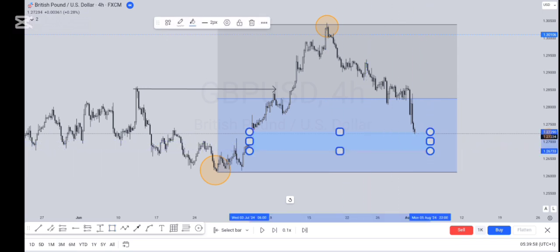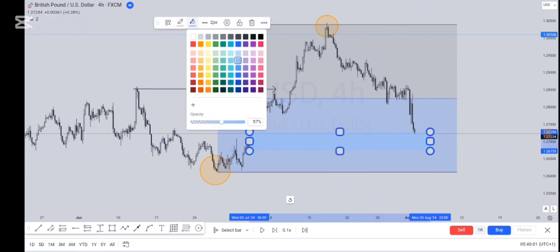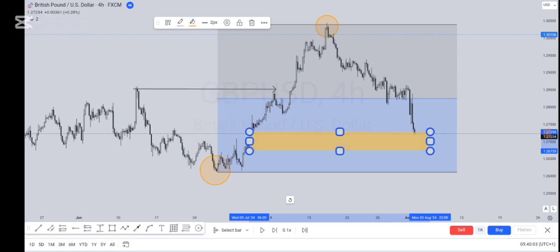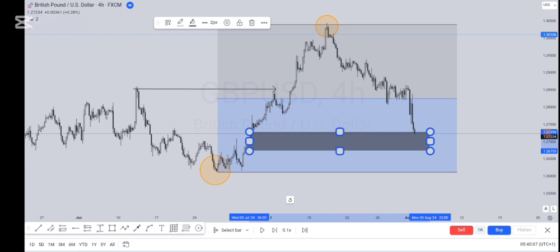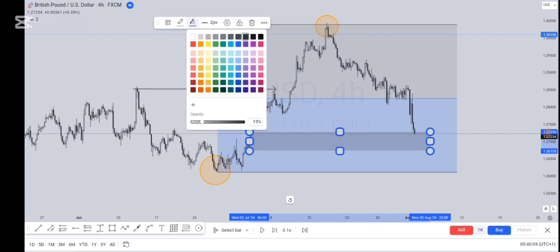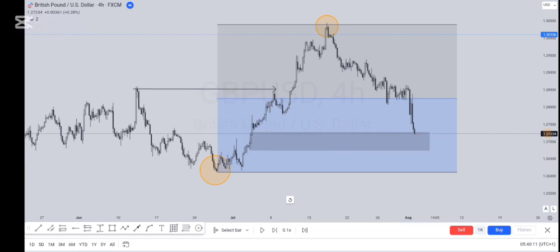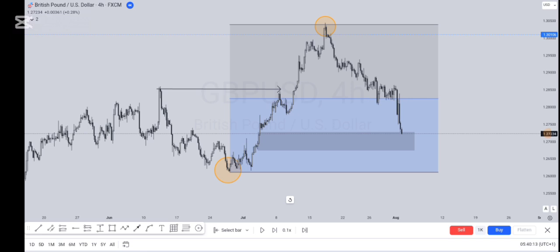This is only what the market might likely respect. Let me change the color to yellow, so you guys can see it. No, that color is too bright. Let's use black. Why is my black too...? All right, let's do it like this.